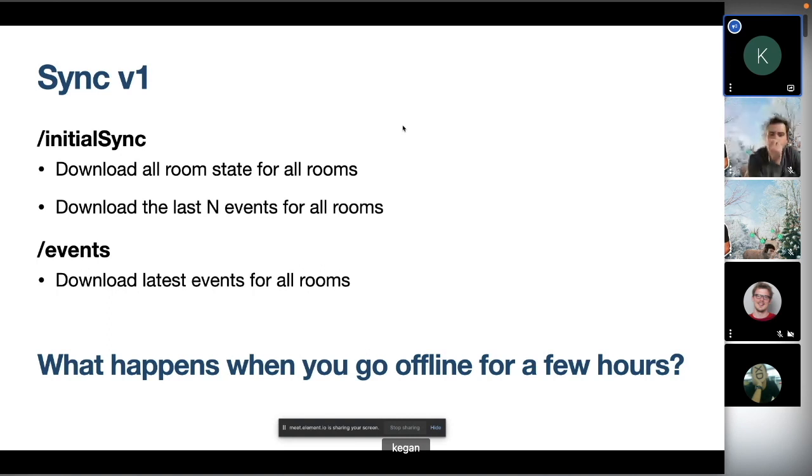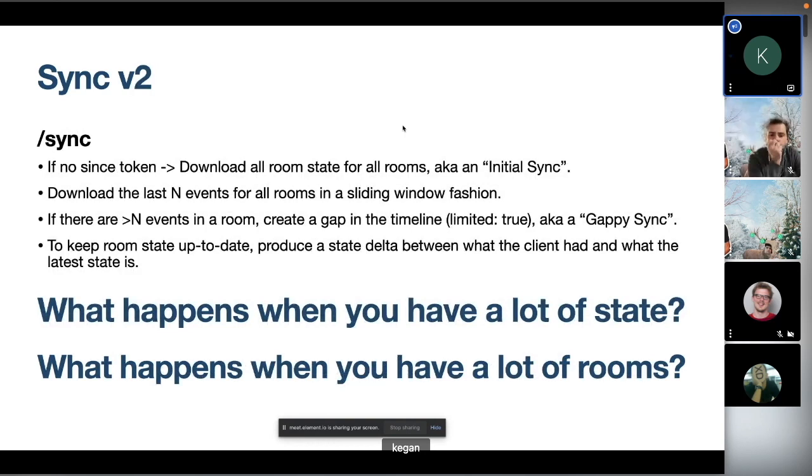So that was bad. So we came up with Sync V2, which is similar to Sync V1 in that you still download all the room state for all the rooms. So it's called an initial sync. But you'd have a sliding window of events. So if there were more than, say, 15 events in a room, you'd only get the most recent 15 events, and you'd get a state delta to keep the room state up to date. Of course, if you have a lot of state because you have 30,000 people in a room, or you have lots of rooms, say 2,000 rooms, it doesn't scale very well.